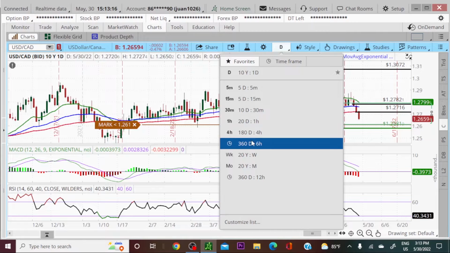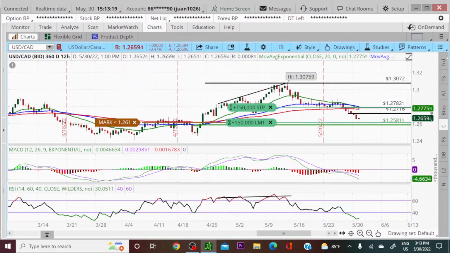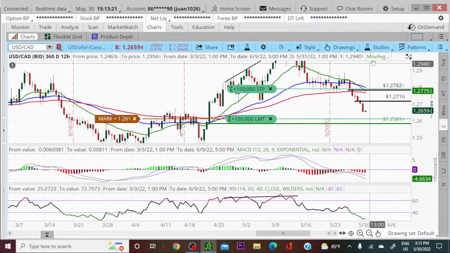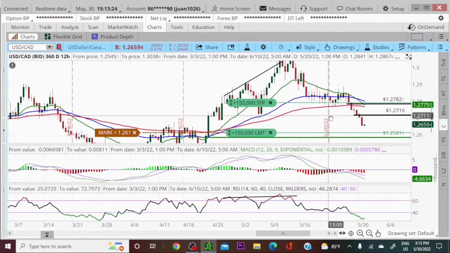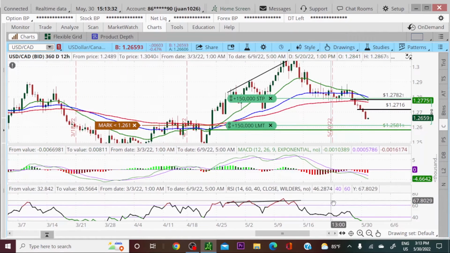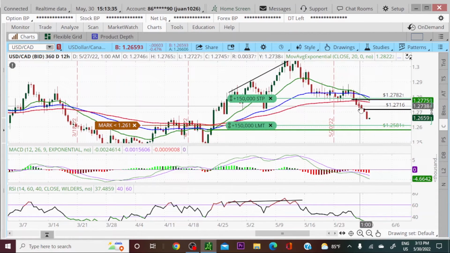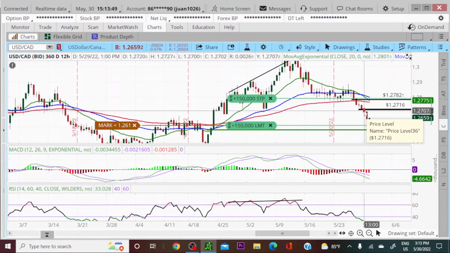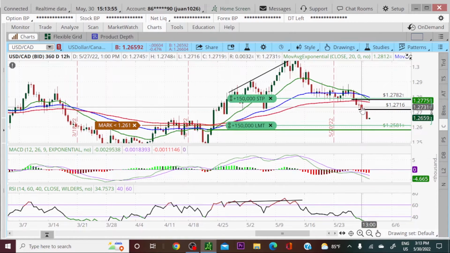I do my entry on a 12-hour time frame. Okay, I went to the 12-hour time frame, and you see the divergence is still there. All right, on the 12-hour, the divergence. And I see that was Sunday. You have this doji and this candle right here. This was a Sunday candle, and I enter here. So this was the Sunday candle. This one was the Friday candle.